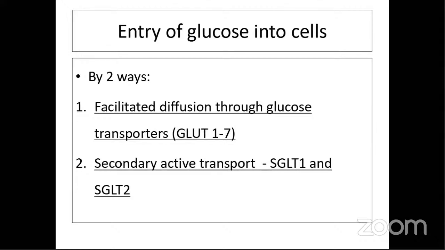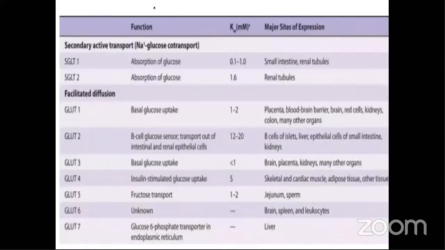Secondary active transport, SGLT1 and 2, occurs only in the intestine and the kidney. In all the other cells you have GLUT1 to 7. And this chart is very important, especially for your entrance exam.